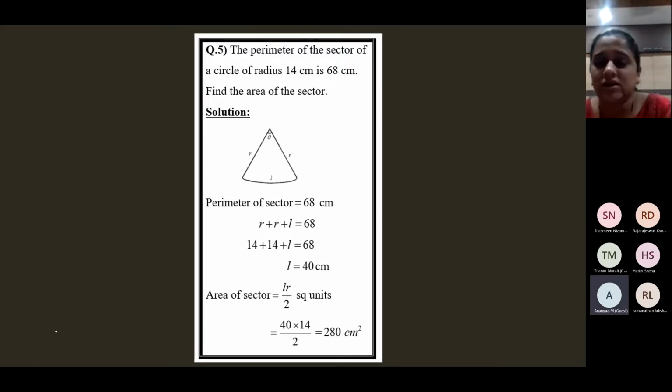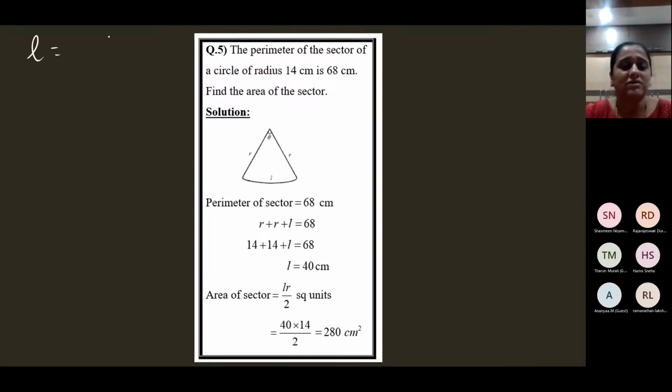I didn't get your question. No, Ananya, please come from the beginning. Yes, ma'am. I did perimeter equal to R plus theta by 360 into 2 pi R equal to 68. Correct. Then theta equal to 40 into 45 by 11, which came in decimals. Yeah, correct. That's what I'm going to do for you.